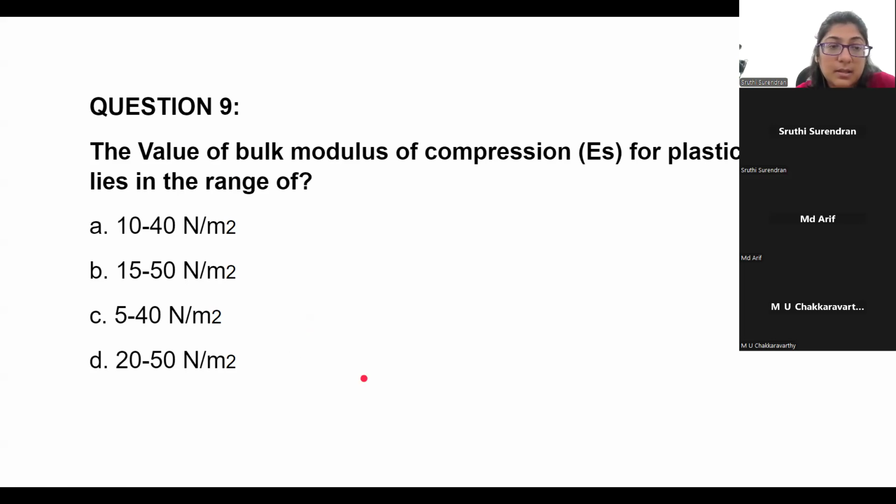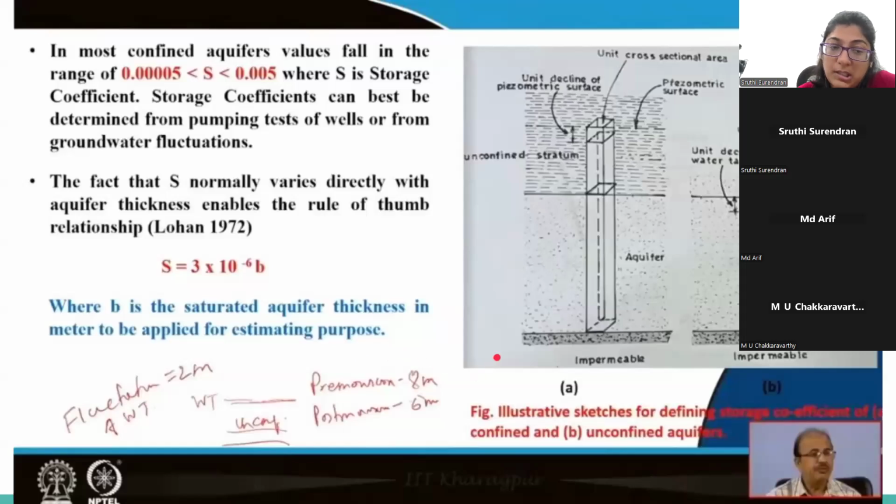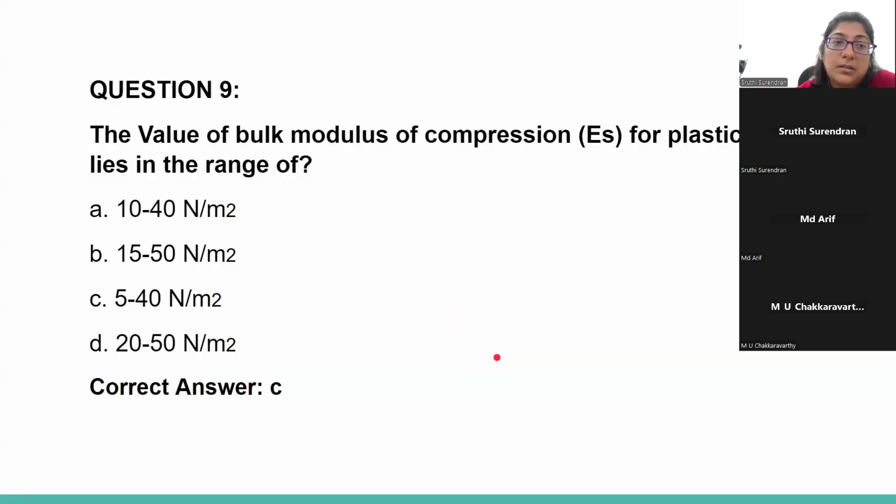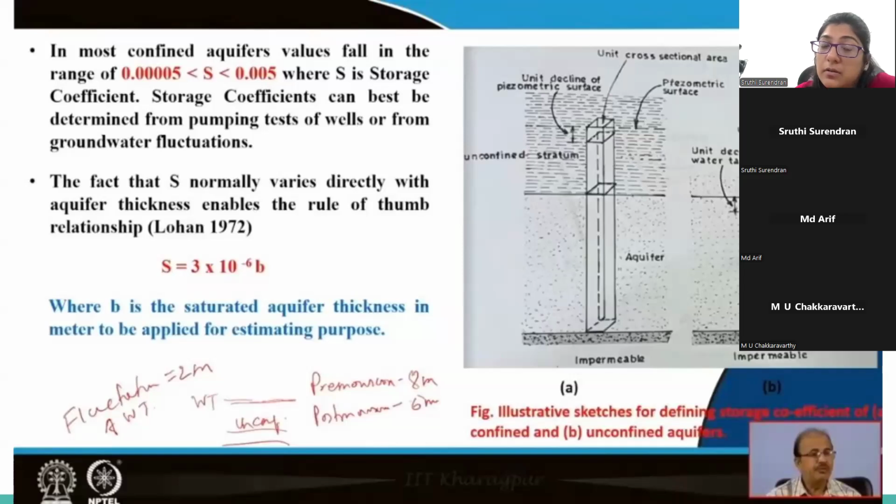Okay, let's discuss this. The correct answer is C. Let's go to the portion that talks about the bulk modulus of compression. We talked about what storage coefficient or storativity is. We had also seen that the value of storativity, most of the time in confined aquifers, lies between 0.0005 and 0.00005. As a thumb rule, if we know the thickness of the aquifer, we can also estimate the storage coefficient as 3 into 10 to the power minus 6 times the aquifer thickness.